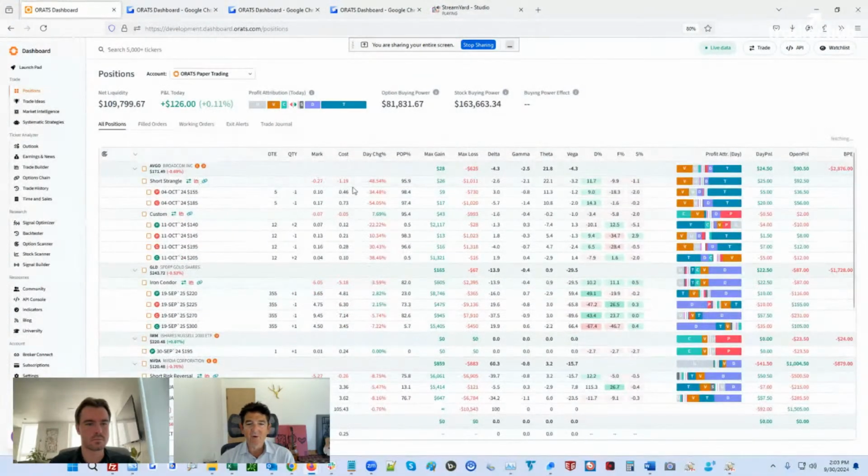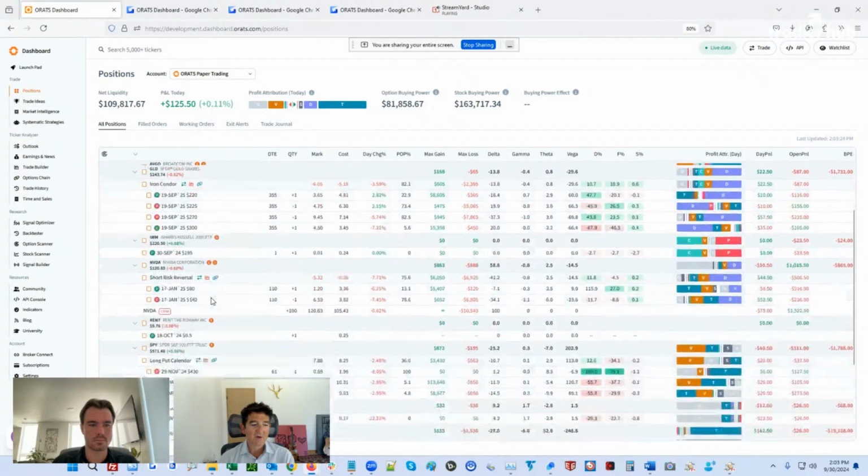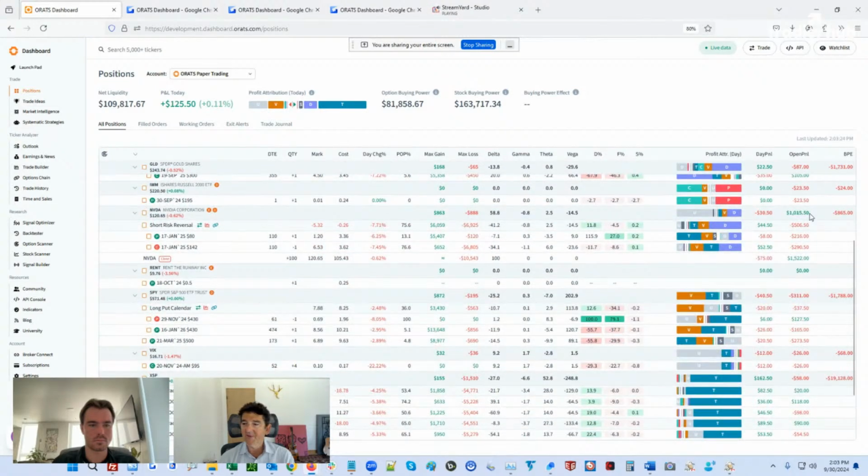So ABGO, the short strangle, we sold it at $1.19. It's now down to 28 cents. That's good. And the flapper stayed about where it was. So maybe next week we'll put on a new trade there. But we're up like $190 on ABGO. On NVIDIA, we're up $1,000. So that's good. And then Trump, we lost a little bit.